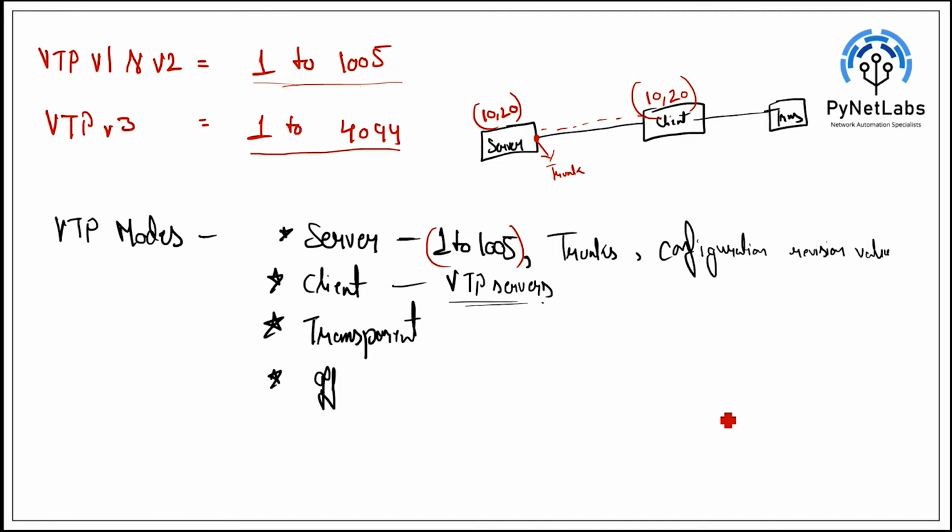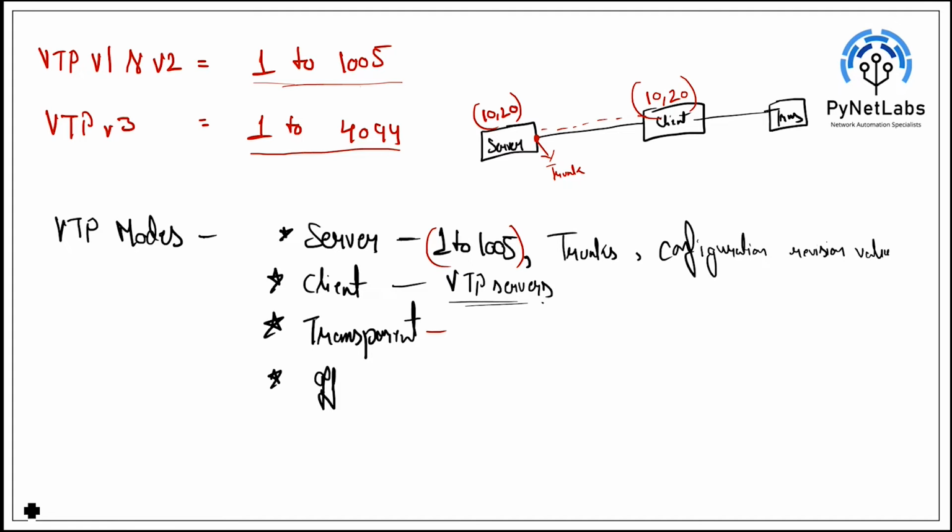Okay. So this VTP client mode can only forward, out of the trunk port, the advertisements which are received from the server mode. Then we have the transparent mode, which is very much different from the server or client.